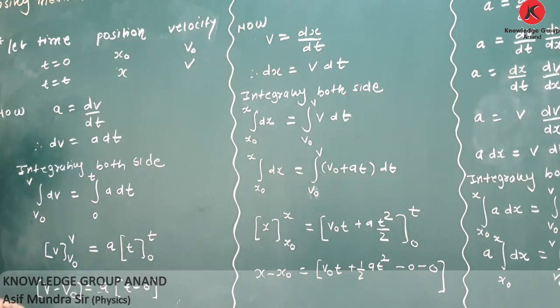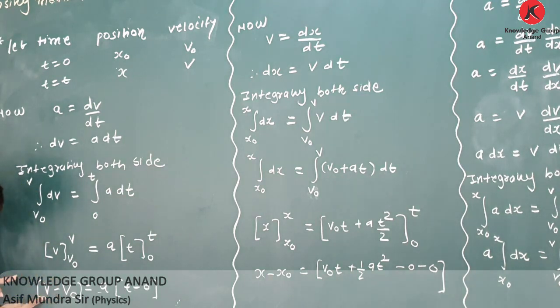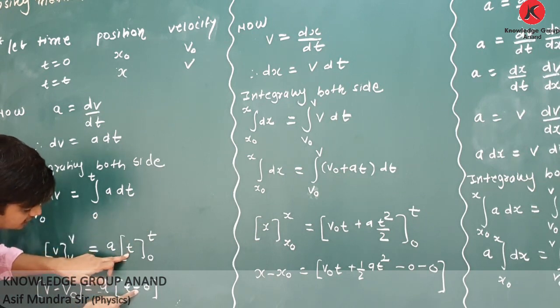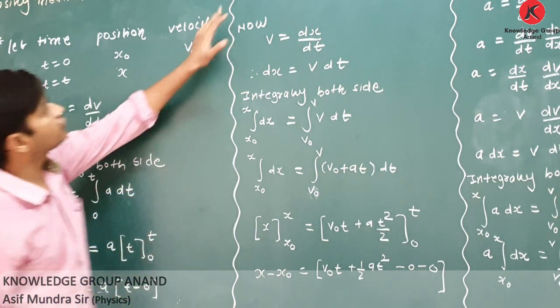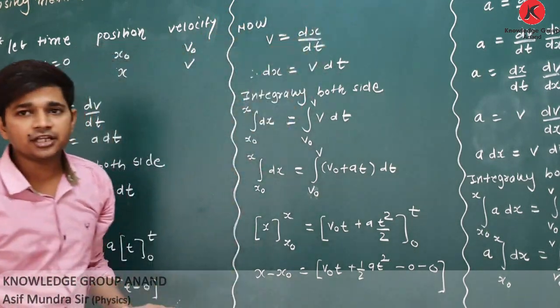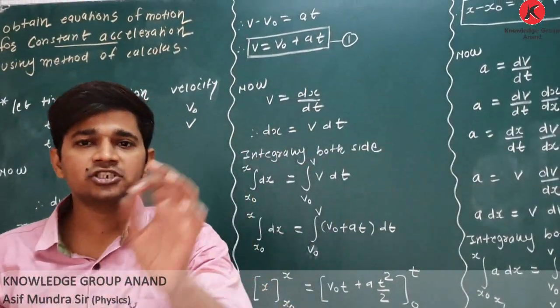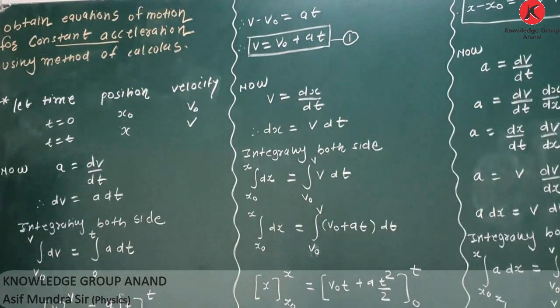Now you have to put the limits: upper limit minus lower limit. v is the upper limit, so it is v, minus. You have to replace v by the lower limit, that is v0. So v minus v0. Clear? This side, a as it is. t: put t equal to t as the upper limit, minus t replaced by 0 as the lower limit. v minus v0 is equal to a t minus 0. So you can simply write v minus v0 is equal to a t. If you make v the subject, then v is equal to v0 plus a t. Your first equation. Clear? Any doubt?